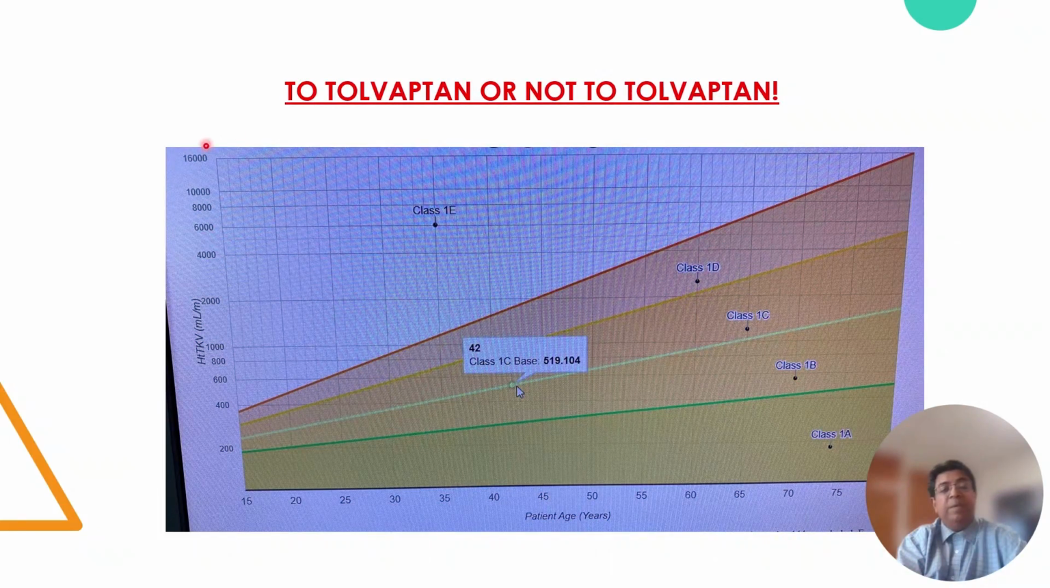This is the Mayo classification. As you can see, this is the height-adjusted total kidney volume. This is the age, and you can graph age versus HTTKV to arrive at the Mayo classification. Class 1A and 1B are low risk. Class 1C, 1D, and 1E are high risk. This is to tolvaptan or not to tolvaptan. So HTTKV is in part how you decide whether tolvaptan is appropriate. And other factors, of course, are appropriate, including age and GFR.